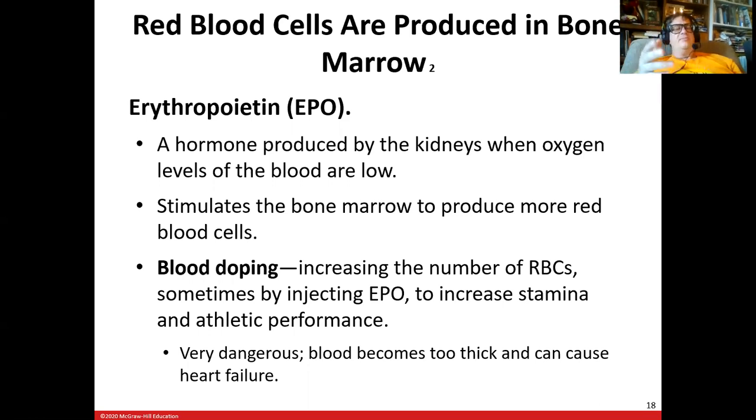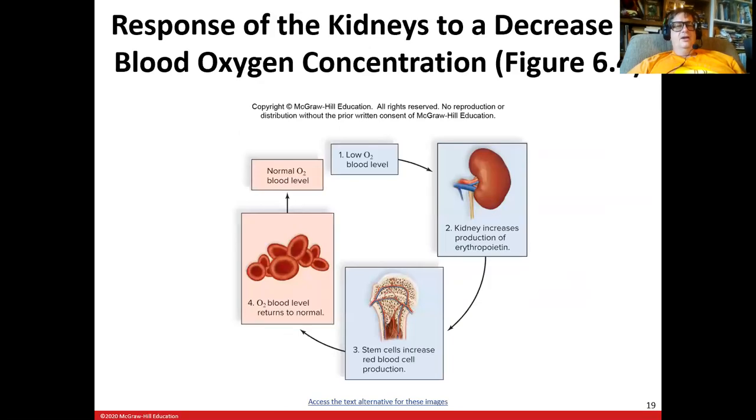We use this same technique for legitimate reasons. If someone has anemia and they go to a hospital, they're probably going to put them on a diet that has plenty of iron, but they're probably also going to give them EPO to have them make red blood cells more quickly and have better stamina. All right, let's move on.